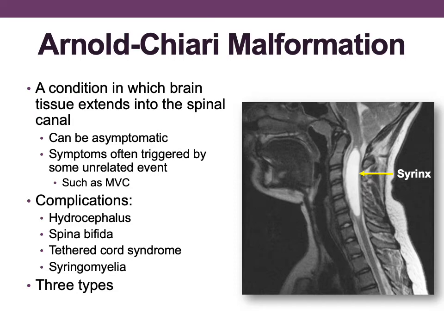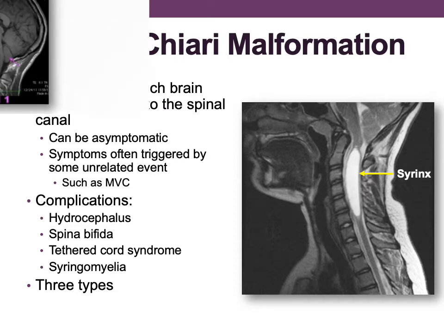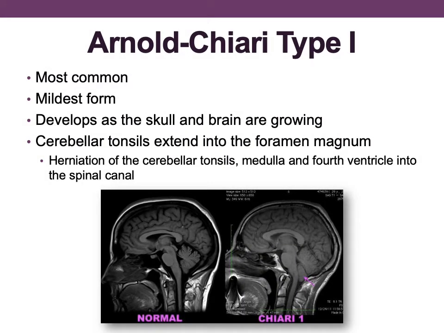There are three types of Arnold-Chiari malformation. Arnold-Chiari type 1 is the most common and mildest form of Arnold-Chiari malformation. It develops as the skull and the brain are growing. The cerebellar tonsils will extend into the foramen magnum. That is specifically described as a herniation of the cerebellar tonsils, the medulla, and the fourth ventricle into the spinal cord.